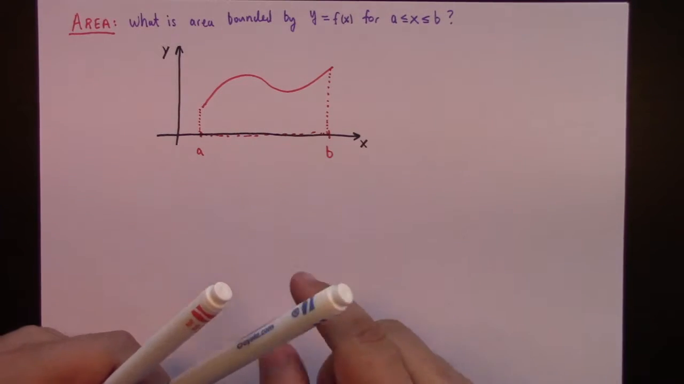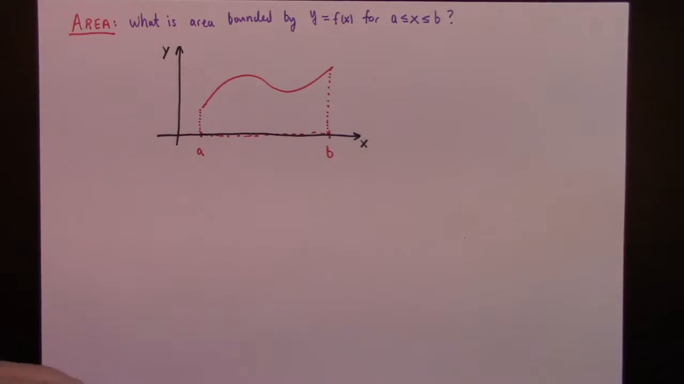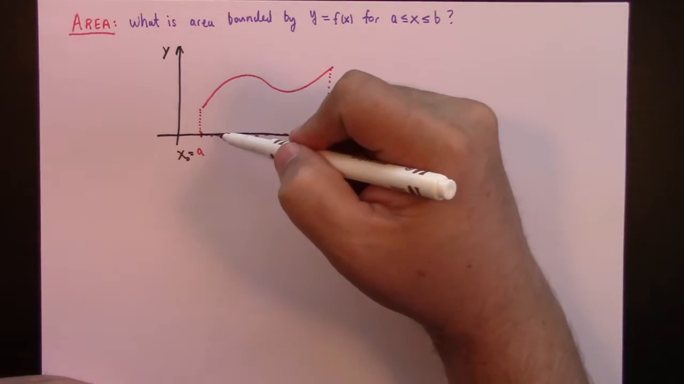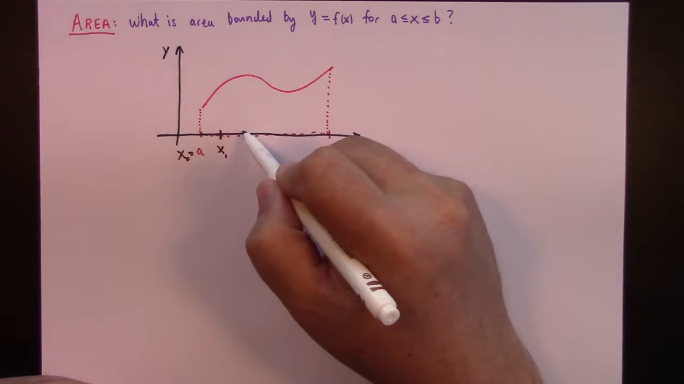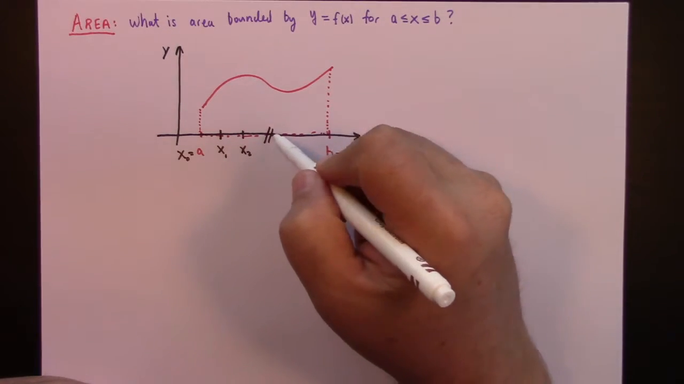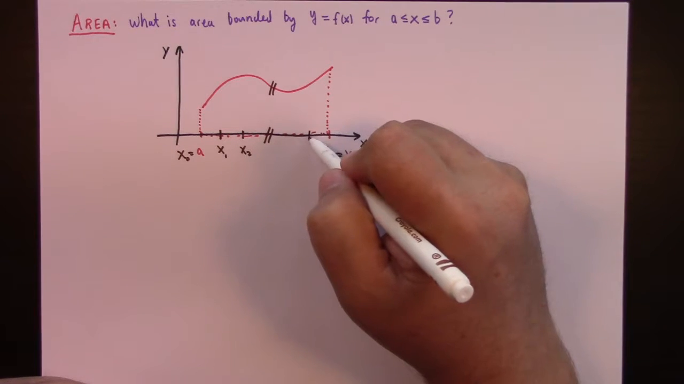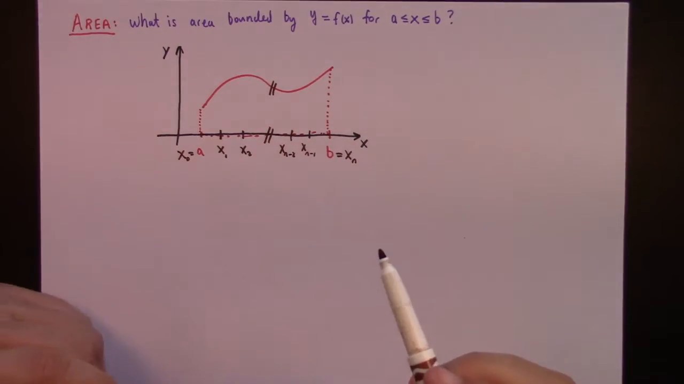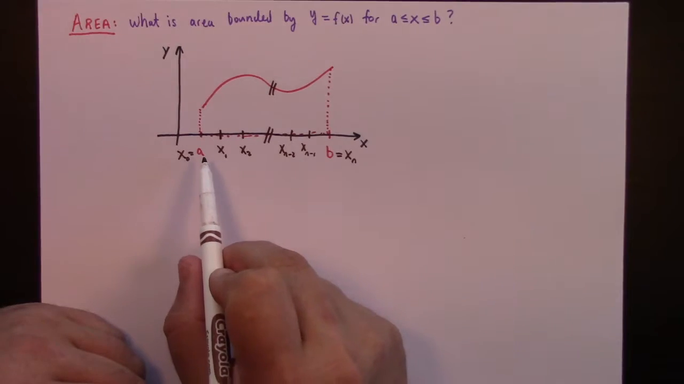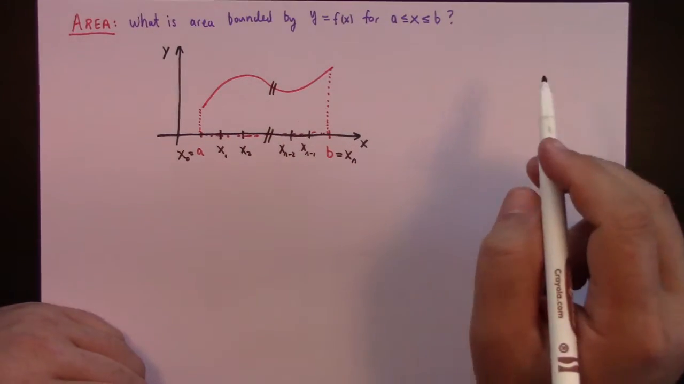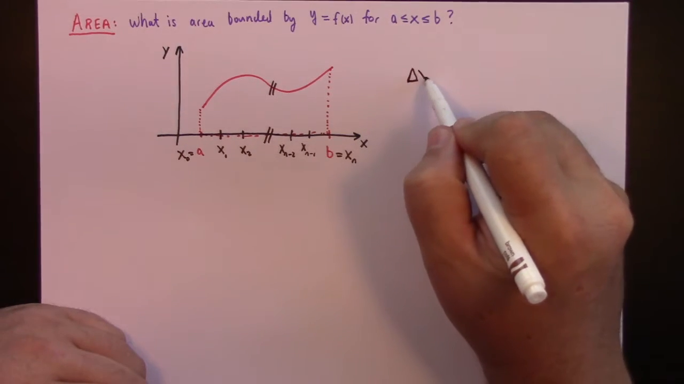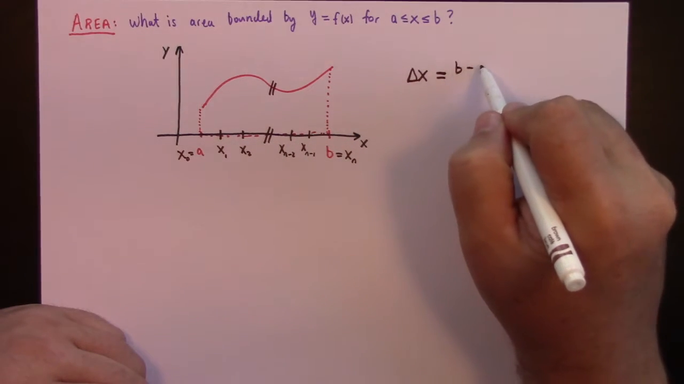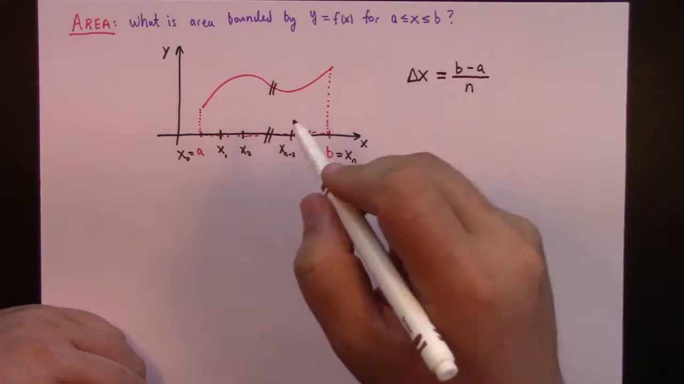You just chop this interval up into subintervals. So let's see here. We let x naught equal a. We let b equal x sub n. And then say this is x1, this is x2. There's some break in the graph here, and then out here we've got x n minus 2, x n minus 1. To keep things simple, I suppose that the distance between these partition points is the same everywhere, and that distance is what we call delta x. So delta x is, how many do you have? You have n total subintervals, so b minus a over n is the width of each interval.